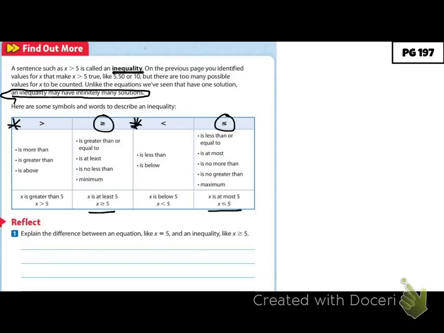So number 1 says, explain the difference between an equation like x equals 5 and an inequality like x is greater than or equal to 5. So in an equation, so we have x equals 5, there is only one solution.